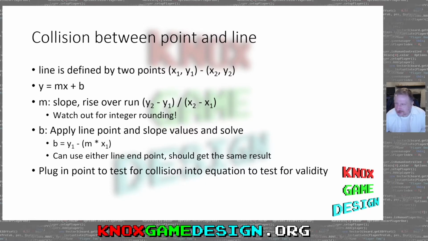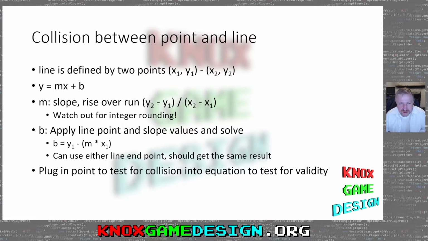So one thing I mentioned on here is when you're calculating your slope value, watch out for integer rounding. If you're using a typed language, then sometimes when you divide by integers, it will usually round down unless you specifically cast those values when you divide as floats or doubles. I also mentioned that there are other notations for lines, but I'm just sticking with the y equals mx plus b.